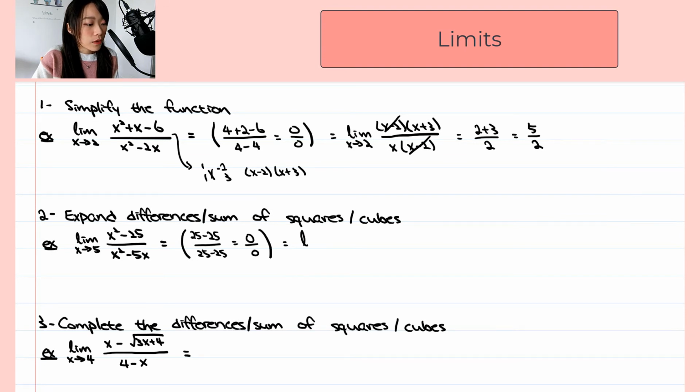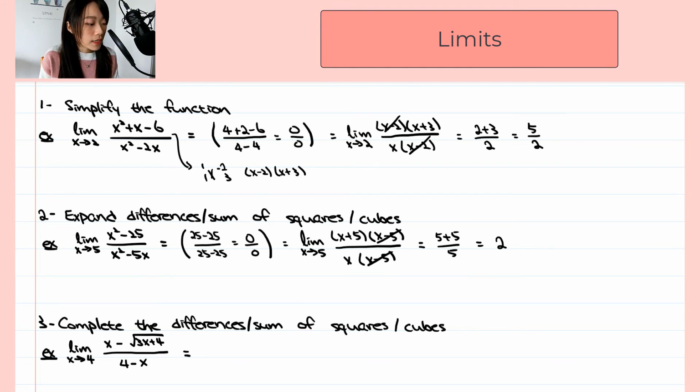So this limit equals limit as x approaches 5. The numerator is x plus 5 times x minus 5. In the denominator, we can factor out an x, giving x times x minus 5. So the x minus 5 in the numerator can cancel out with the x minus 5 in the denominator. Now let's try the chaining rule again. We get 5 plus 5 over 5, which is 10 over 5. So this limit equals 2. Now let's look at the last example.